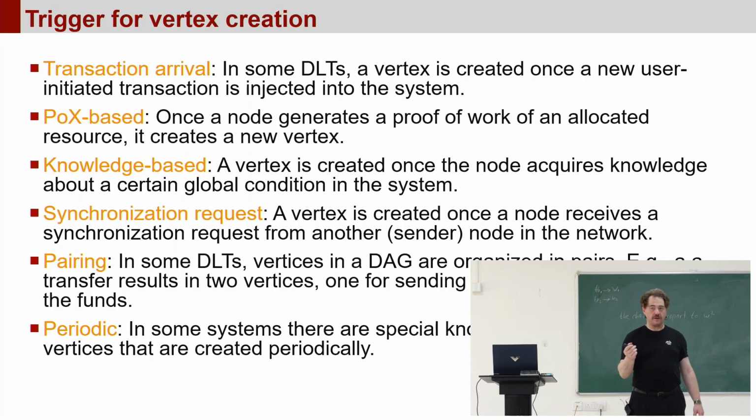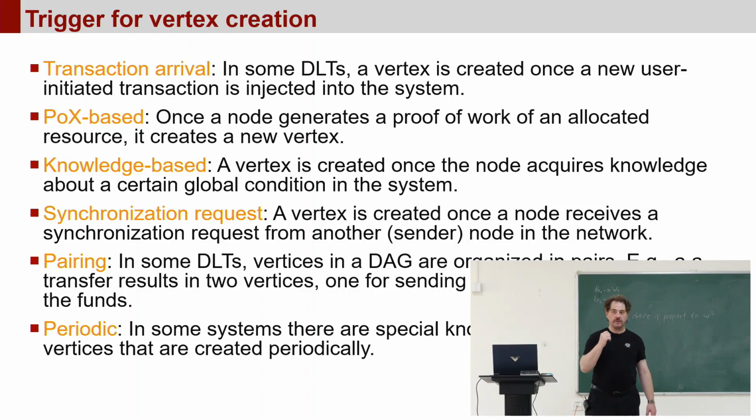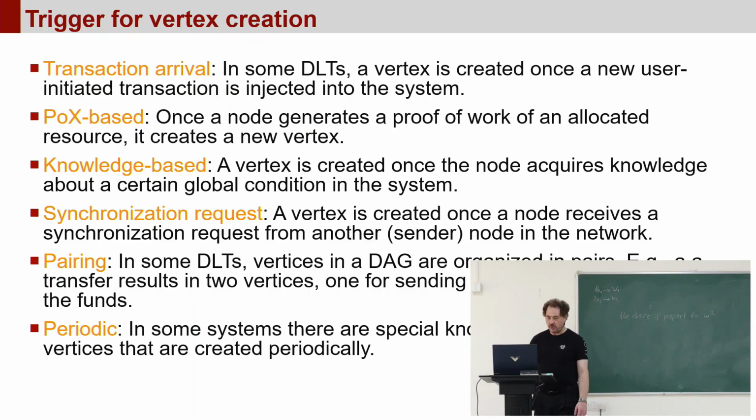Proof of something. In technical jargon, in this area, it's referred to as POX. So a trigger for vertex creation can be POX-based. Once a node generates a proof of work of an allocated resource, it would create a new vertex. Next possibility is knowledge-based. A vertex is created once the node acquires knowledge about a certain global condition in the system.